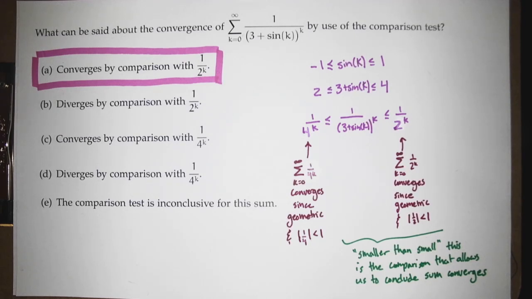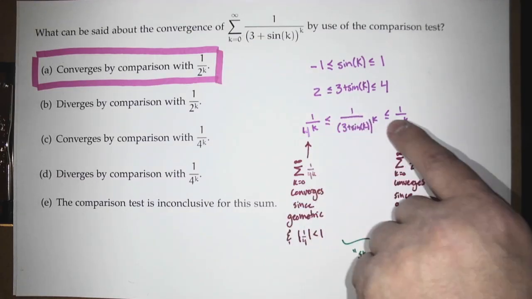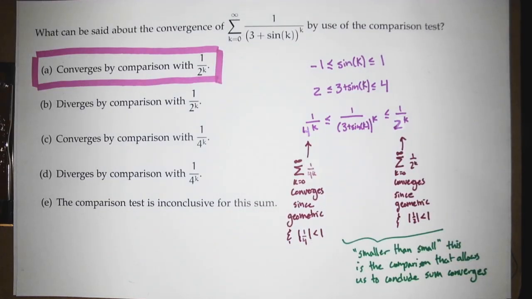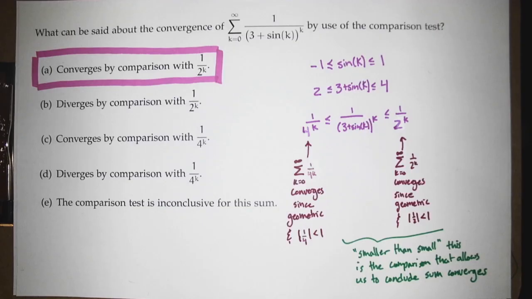So now we flip everything, and you have to be a little bit careful here. When you flip, you have to reverse the inequality. So the reason that the 2 and the 4 went there was I was technically reversing the inequalities. So 1 over 4 to the k is less than or equal to (1 over 3 plus sine of k) to the power k, which is less than or equal to 1 over 2 to the k. Now the nice thing is that the sums on both ends are converging sums. They're both geometric sums, and we love geometric sums. That's going to be the theme for today. And they both converge, so we say, great.